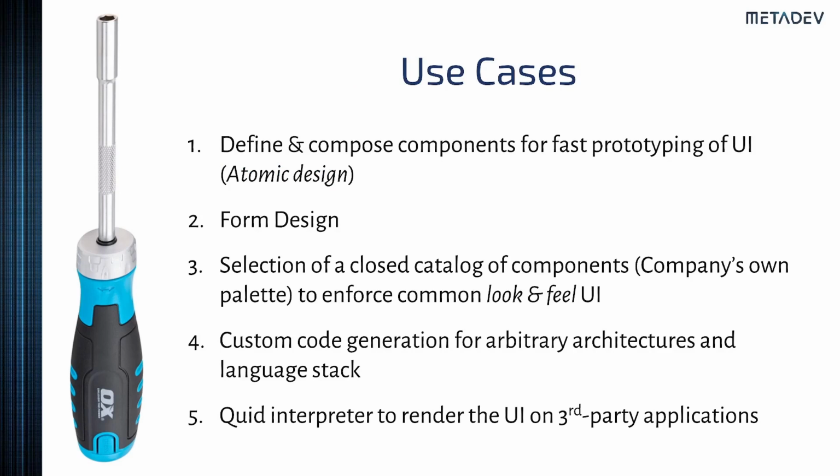So, some use cases: we can define and compose UIs for fast prototyping, as we have done before. For example, like atomic design, you can do it. We can select a closed catalog of components that a company will provide as its own palette of components to enforce a common look and feel and then use it. Also, we can change the code generation output to generate whatever the user needs. Sometimes it would be web components, sometimes any other kind of technology. Also, the interpreter that we use in Quid can be used to render the UI in third-party applications.